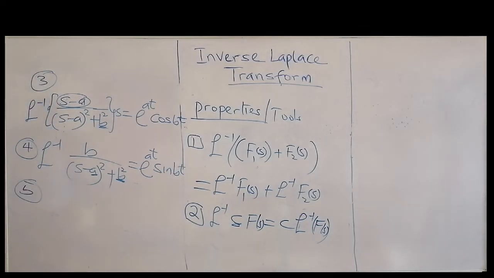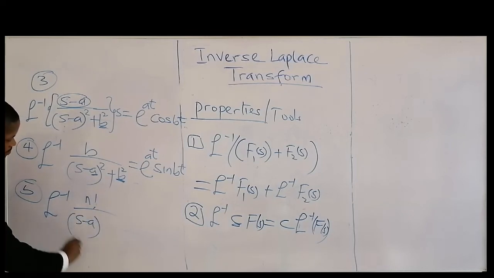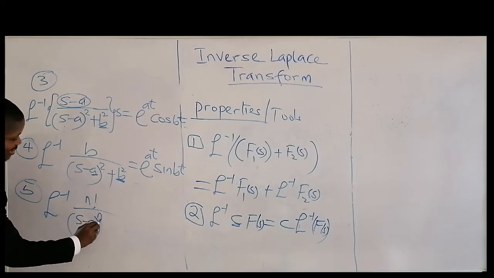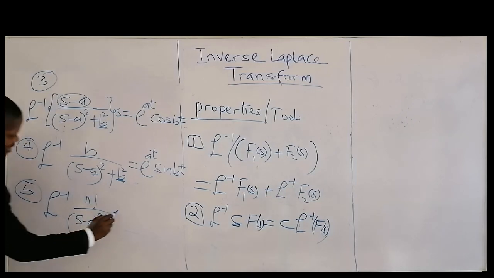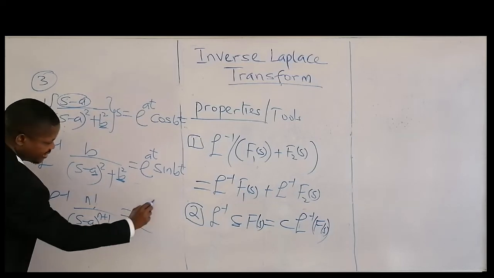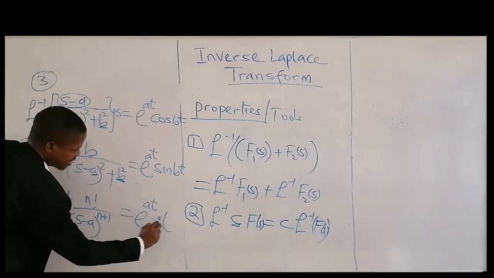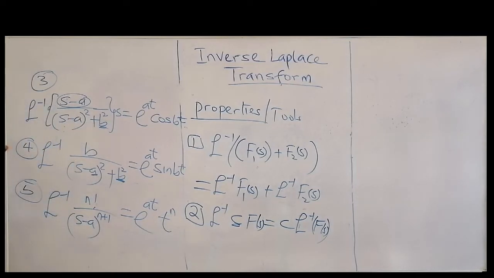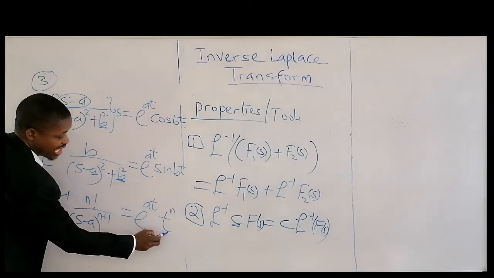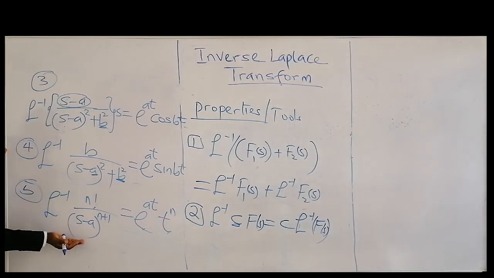The last property is when you have the inverse Laplace of n factorial over s minus a, exponent n plus 1. This is equal to the exponential at times t to the power n. So we are combining two things together here, the exponential and t to the power n. You do the Laplace of this, it will give you back this one.